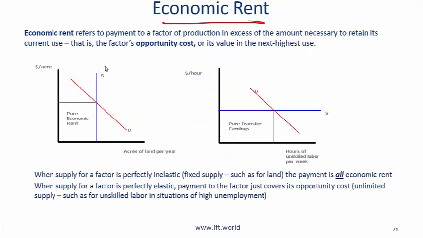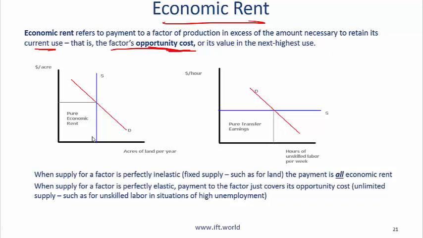Economic rent is another term that you need to understand. Economic rent refers to payments to a factor of production in excess of the amount necessary to retain its current use. That is the factor's opportunity cost. So the factor's opportunity cost is the amount that needs to be paid to keep the factor employed. Any amount that you pay above the opportunity cost is economic rent.